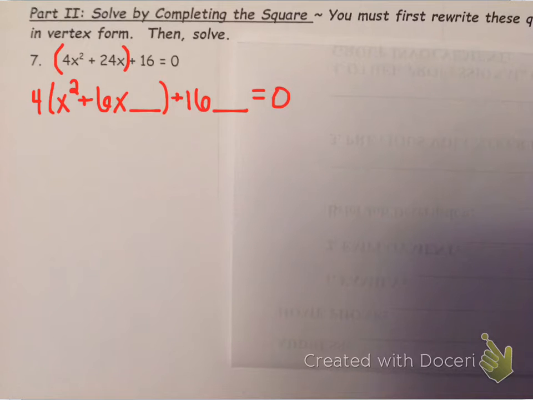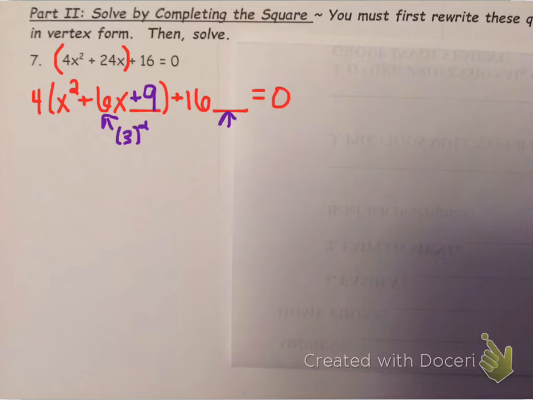And so what I would do next is, remember that we take this term right here, we chop it in half and square it. So when we chop it in half, it becomes positive 3, and then we square it, and of course it becomes positive 9. And that tells us what number goes right there to complete the square. But then we have to balance our equation right here.